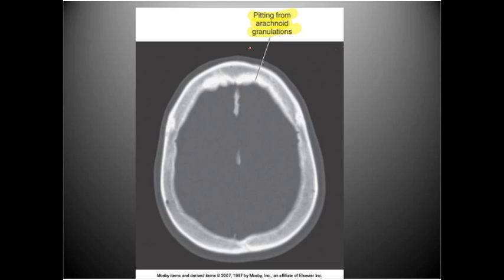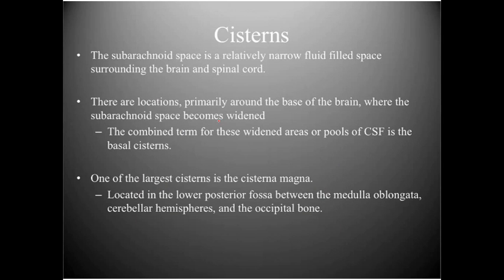Okay, the reason that I put this in here is because sometimes when you're scanning through the patient's head, the skull doesn't look all nice and smooth, as you see some of these borders here, and you see this kind of choppy appearance. That is pitting from arachnoid granulations, and that's just something on the image as you're scanning through, an incidental find. So that brings us to cisterns.